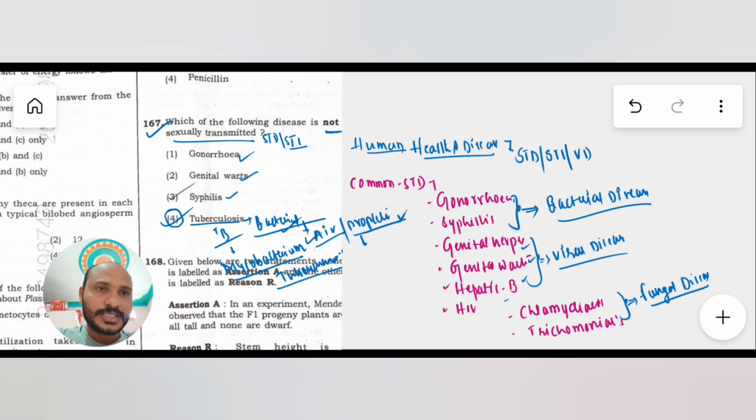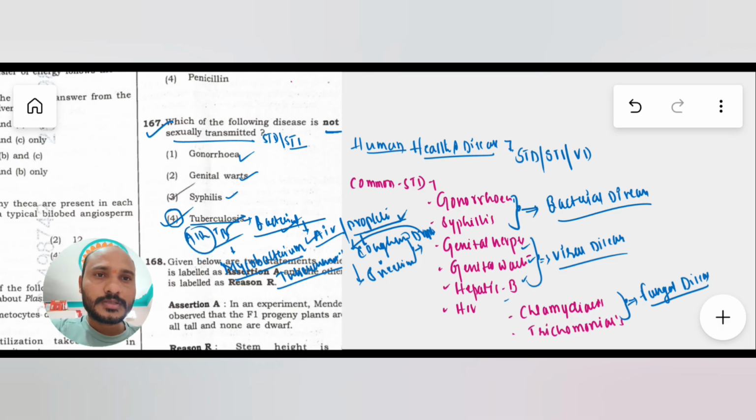Droplets are released by sneezing and coughing. When we cough and sneeze, we release droplets, and these droplets are transmitted through air from an infected person to a healthy person. So tuberculosis is an airborne disease, not a sexually transmitted disease. Remember, very important: TB day, or tuberculosis day, is observed on 24th March.